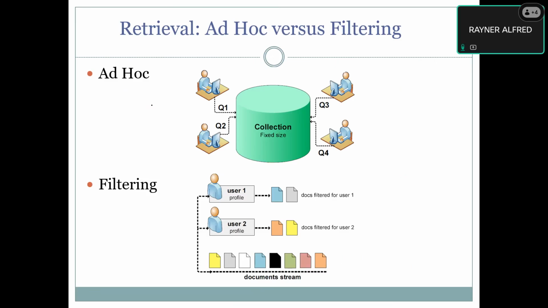This one is just to differentiate between ad hoc and filtering. Ad hoc is general, where you can put up your question, your query, and we look at the collection of documents that we have. Everybody gets a general overview and is treated as a general user. We cannot differentiate the profile. But filtering filters the documents based on the user profile.